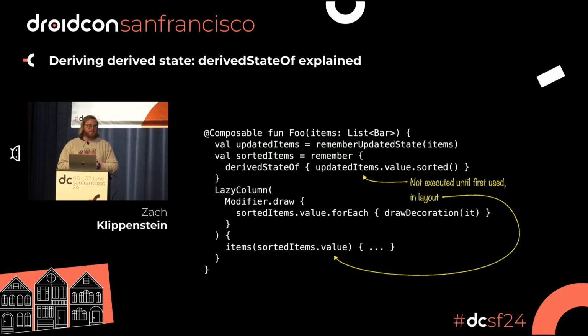in layout. So composition's fast, layout happens, we do the sort, and then we do the draw, and we don't need to recalculate, we don't need to resort the list. We just reuse the sorted value from last time.